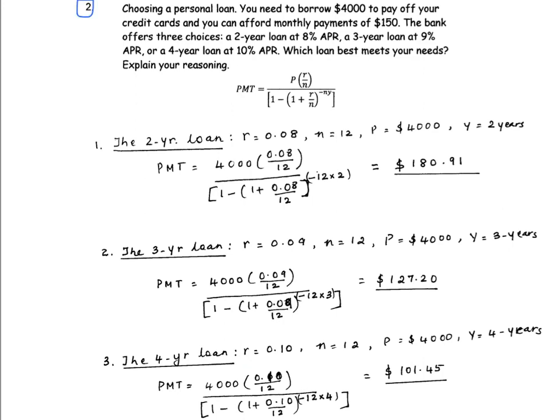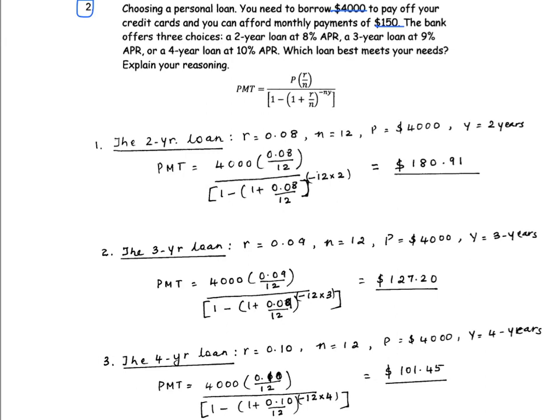And in the next problem, we have a situation. We want to borrow a certain amount of money, $4,000, to pay off credit cards, and you can afford a monthly payment of $150. So that is your limit. That's the amount that you can pay as a monthly payment. That's what you can afford.